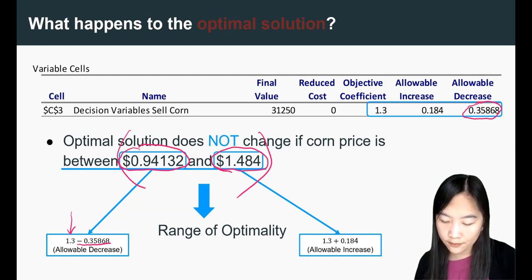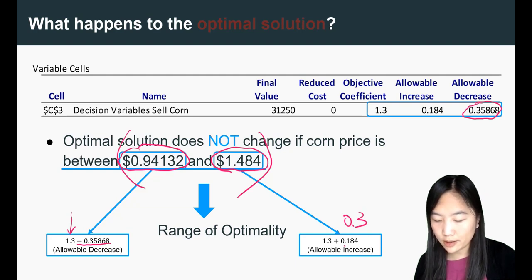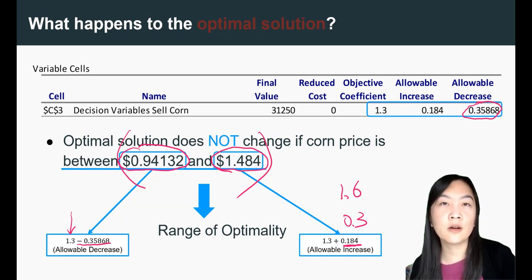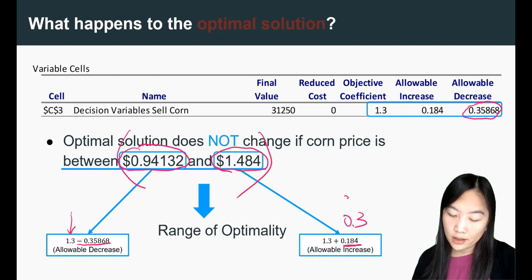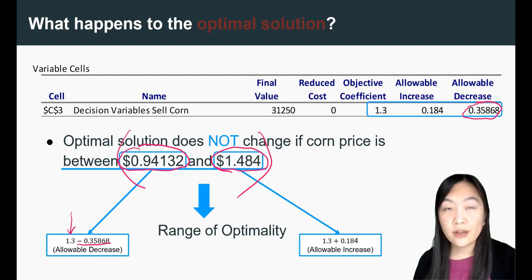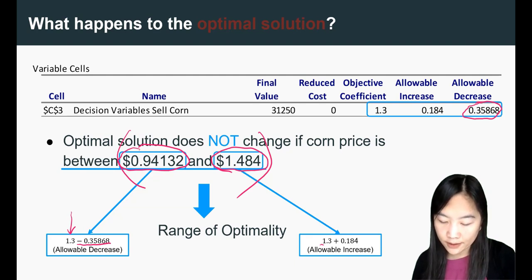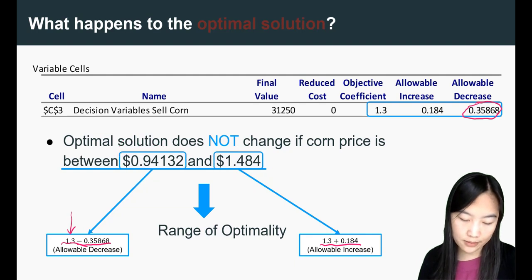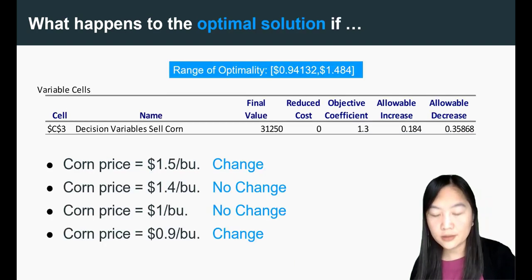However, for example, if the increase is 0.3, which is larger than this value, and you end up with a new coefficient of 1.6, then the solution will change. We don't know what the solutions are. You have to solve the linear problem again. However, if it's within this range, then you don't need to solve your problem. You already know what the optimal solutions are.